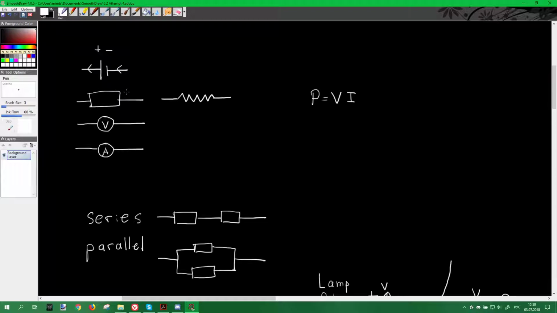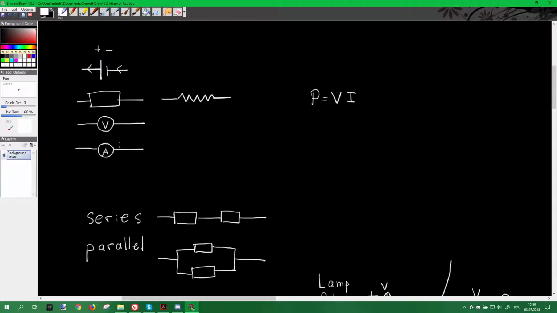Next up, we have a resistor, and this is a different drawing of a resistor. A resistor has some specific resistance. Power loss in a resistor is voltage times current. Next up, there is a voltmeter. A voltmeter measures voltage difference between 2 points or voltage across components. An ideal voltmeter has infinite resistance. For that reason, it has to be put in parallel with other components.